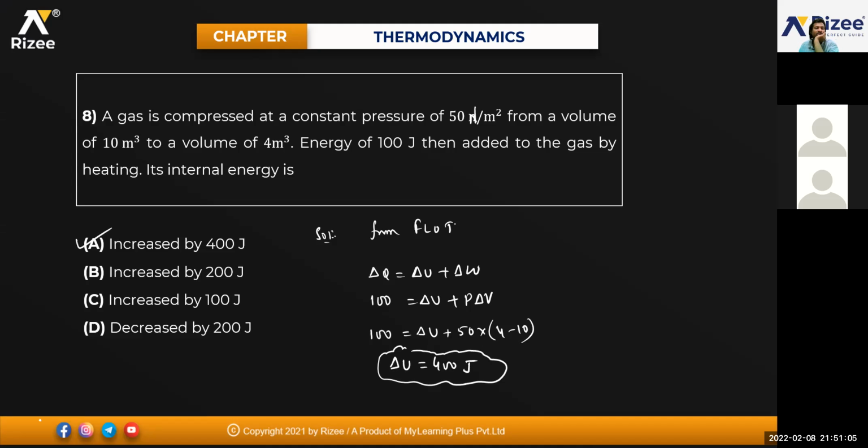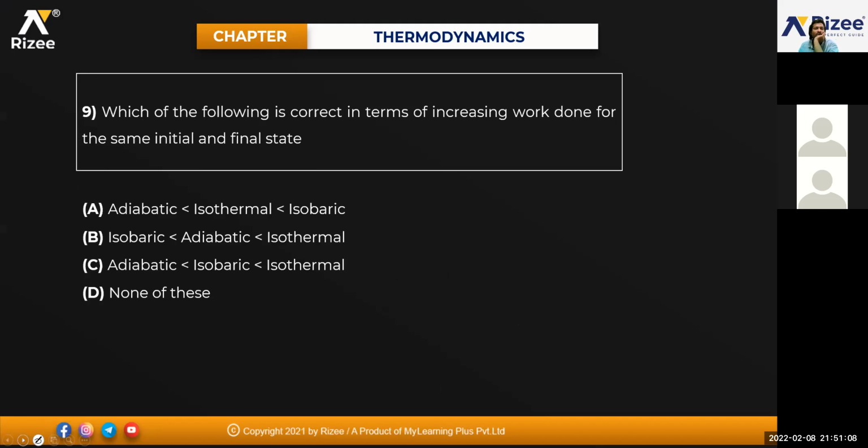It increases by 400 joules. We have not done this one still.